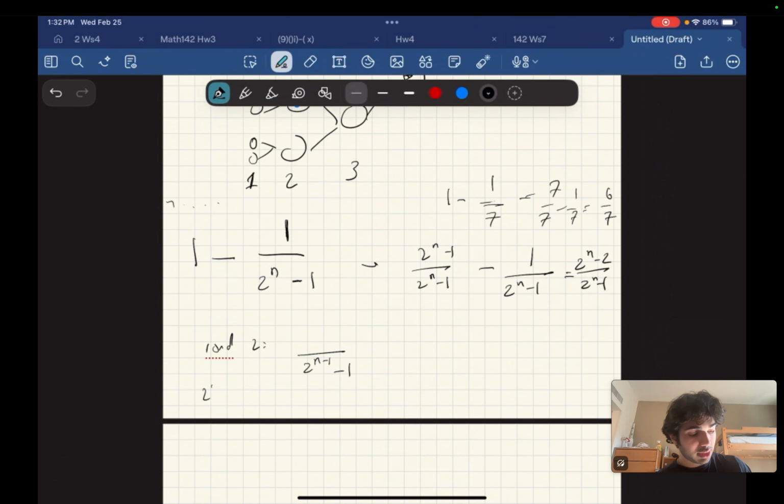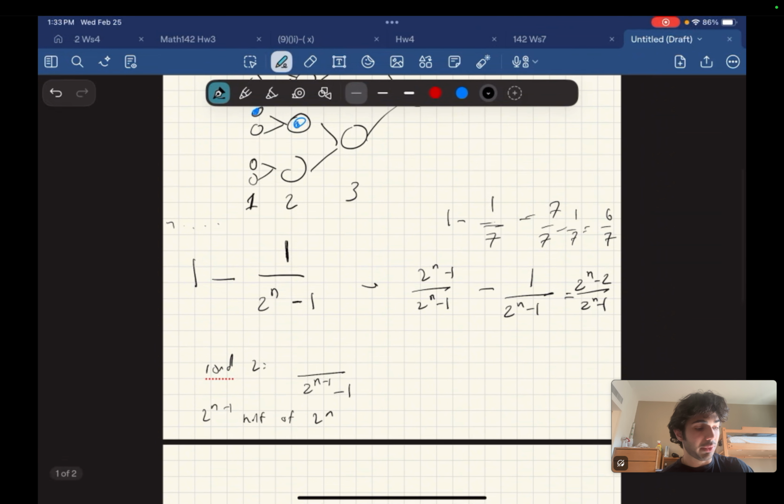2 to the n minus 1 is half of 2 to the n, just so you can imagine that, because there's 1 less 2 being multiplied together to get 2 to the n. Half the players remaining. I can't match with myself, so 1 less option. That's the denominator. And if we do the whole thing we did before, we get all the options minus 2 as the chance that I will not match with player 2 as player 1 in round 2.